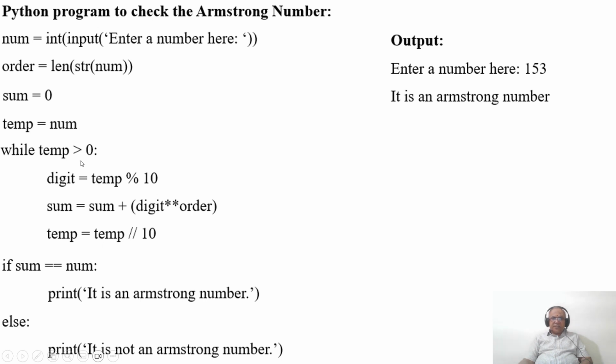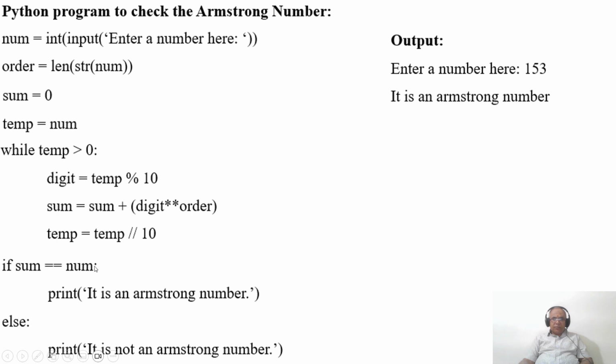Is 1 greater than 0? The condition is true. Digit will be 1, because temp is 1 and 1 % 10 gives the remainder 1. Sum is equal to sum plus digit to the power of order. What is the previous value of sum? It is 152. So 152 plus 1 to the power of 3, which is 1 only, gives 153. The total value of sum is 153. Then temp, by integer division, becomes 0. Since temp becomes 0, the condition 0 greater than 0 is false, and it comes out of the loop.